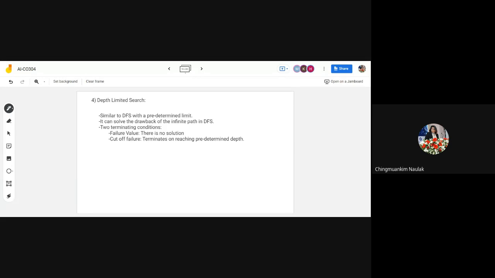There are two terminating conditions here: you have failure value and cutoff failure. Failure value is when there is no solution, and cutoff failure is when you terminate on reaching the predetermined depth. Let me just give one example of this.